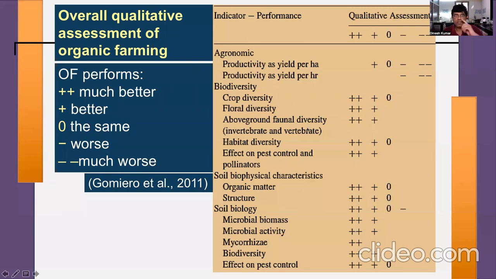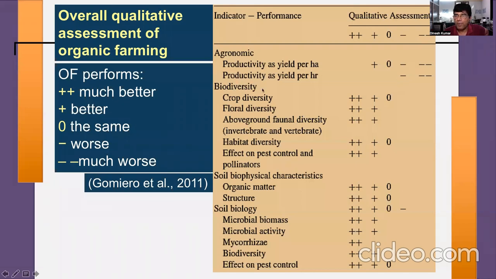So this is a very interesting study made by Gomiero in 2011. It was based upon several papers. They synthesized and compiled, and they found this kind of relationship between organic and conventional systems of farming. For example, productivity as yield per hectare. Yield per hectare, sometimes under some conditions, it can be better. Under some conditions, it can be equal, but under many conditions, it can become minus, or minus means worse, or it can become much worse.